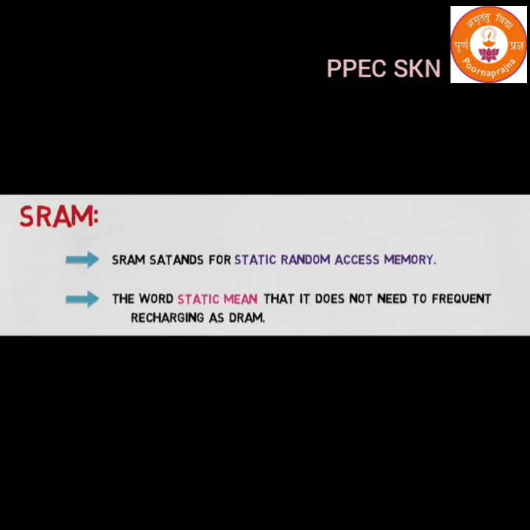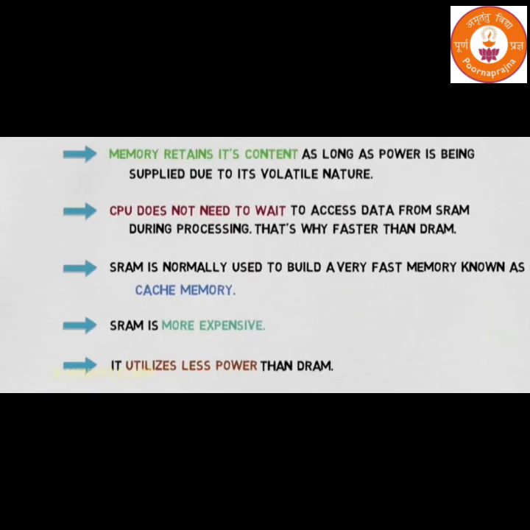Next is SRAM. SRAM stands for static random access memory. The word static means it does not need to be refreshed or recharged like dynamic RAM. Memory retains its content as long as power is being supplied, due to its volatile nature. The CPU does not need to wait to access data from SRAM during processing. That's why it's faster than dynamic RAM.